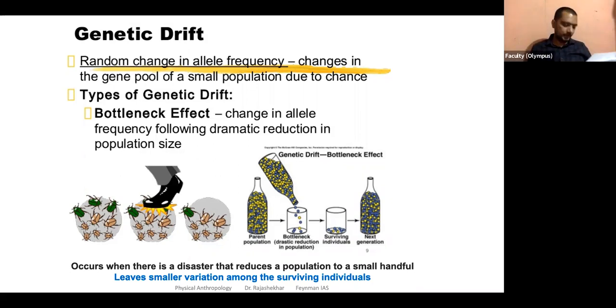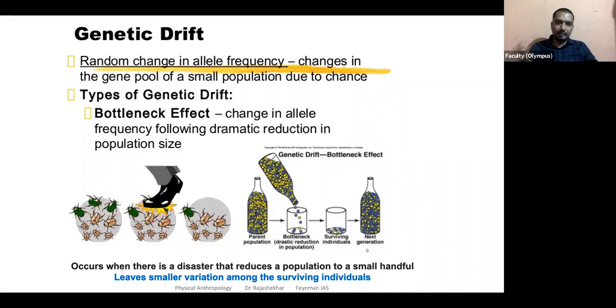And why does genetic diversity decrease here? So the outcome of genetic drift, bottleneck effect, is an increase in genetic diversity or a decrease in genetic diversity? Decrease. Decrease in genetic diversity.